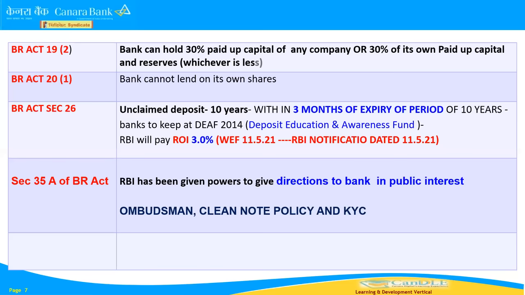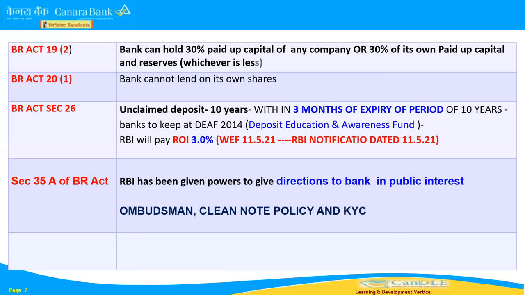Then come to Banking Regulation Act, Section 26, unclaimed deposits. As you know very well, after 2 years a bank account will become inoperative. After 10 years, it will become unclaimed. Yesterday in the KYC class we discussed this. A normal account is low risk, a regular account. Inoperative is medium risk. Unclaimed deposit is high risk.